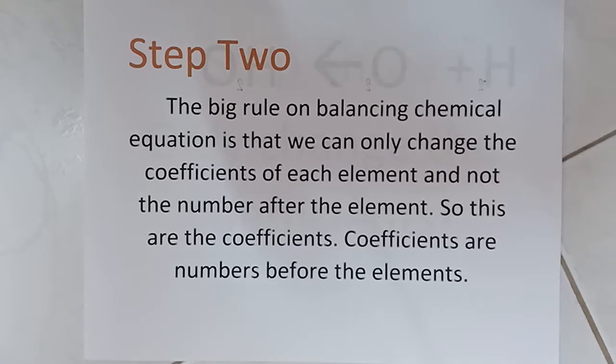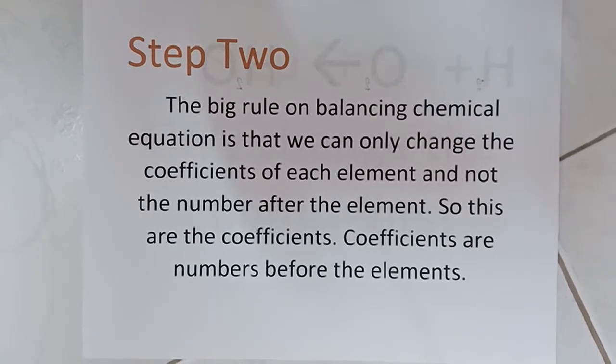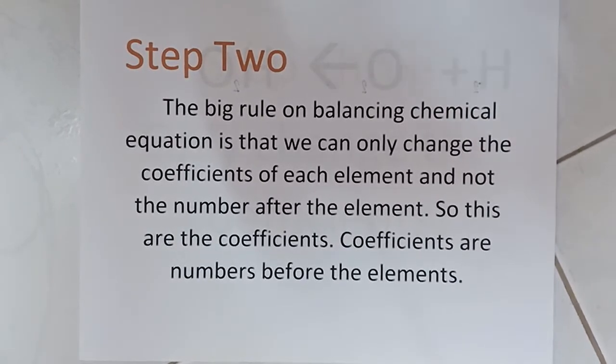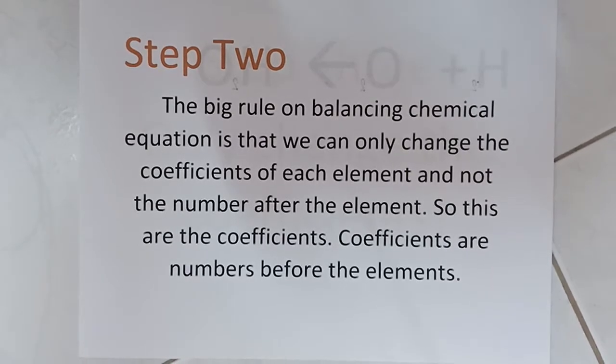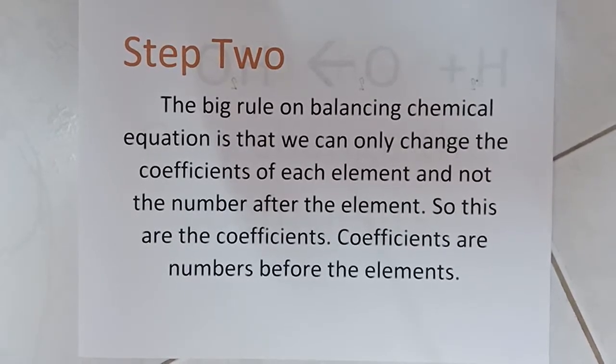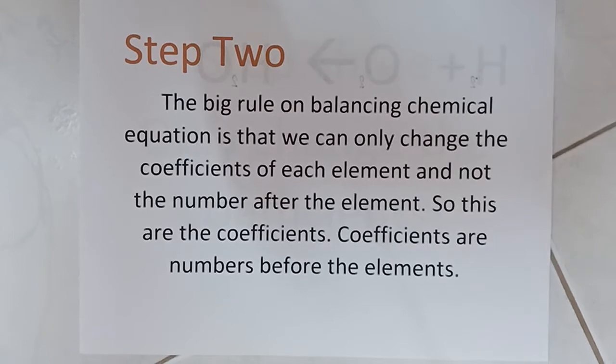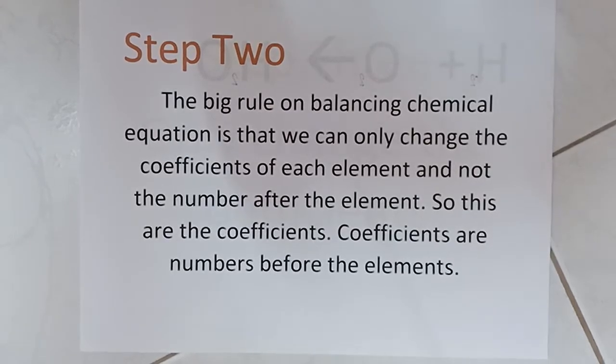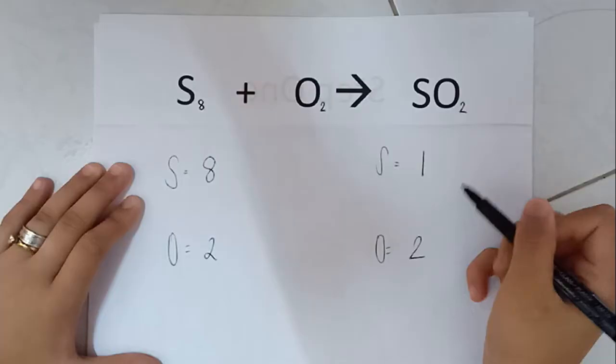So step 2. The big rule for balancing equations is that we can only change the coefficients, the numbers in front of the atoms. The number after the atoms, or what we call subscripts, cannot be changed. So let's balance this equation by changing the coefficients. If there is no coefficient written, we assume it to be 1. So right now, there is a 1 in front of these terms. And we can see that there are 2 oxygen in each side of the equation. So the oxygens are fine.